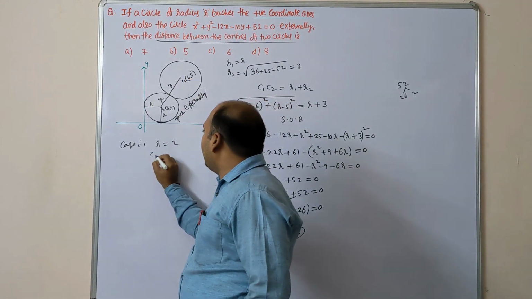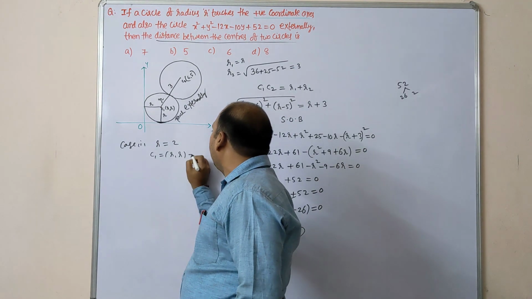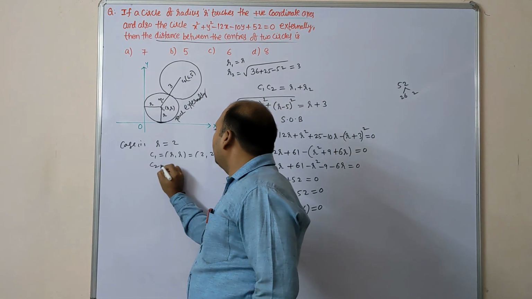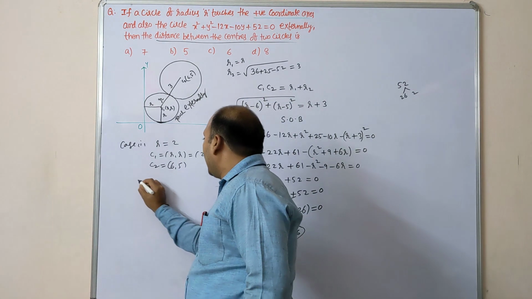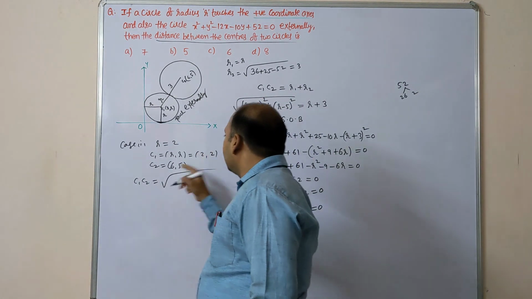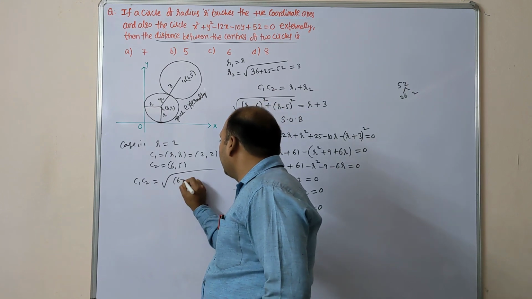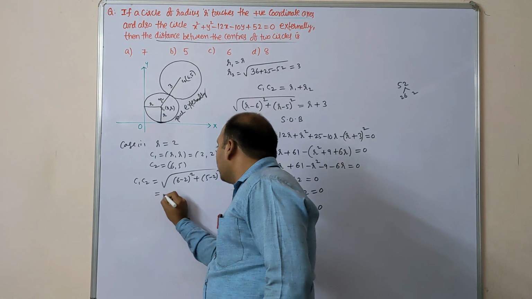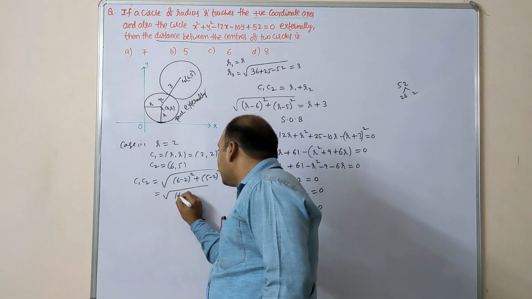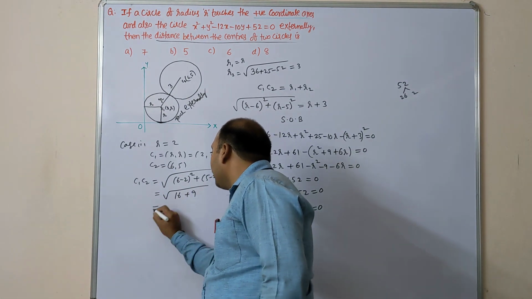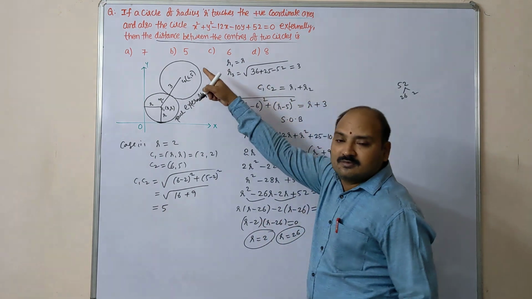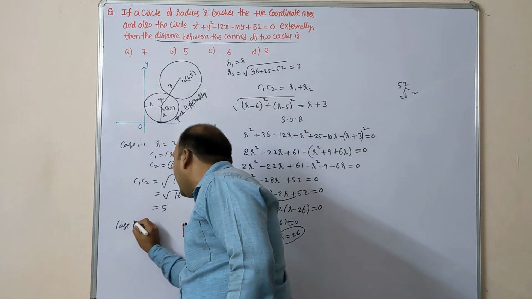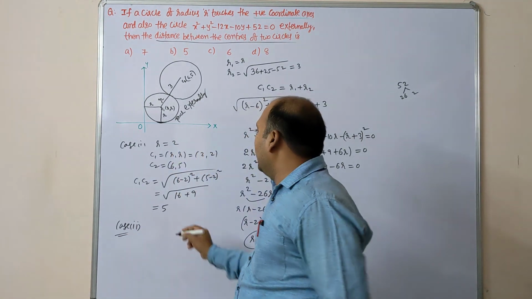So C1 value will become what? r comma r, it will become 2 comma 2. C2 is already there, 6 comma 5. So find out distance between them. 6 minus 2 whole square plus 5 minus 2 whole square. So root of 6 minus 2, 4 square means 16, plus 5 minus 2, 3 square. So 5 is there in the option. We will need to check another case also. Generally we don't need, but we will.